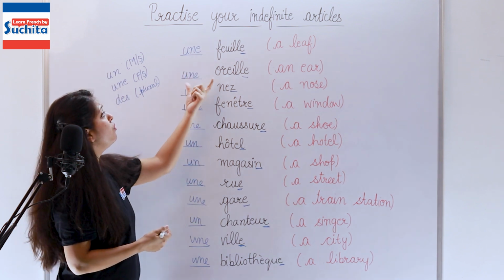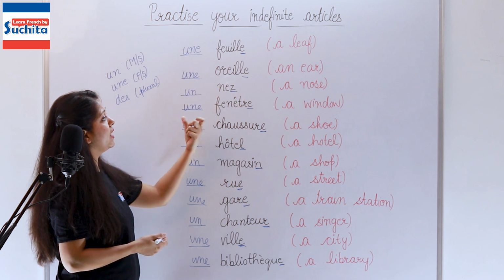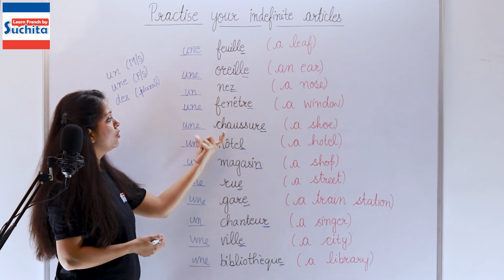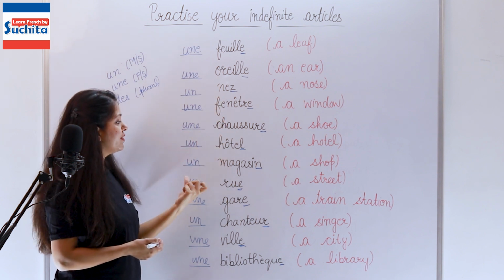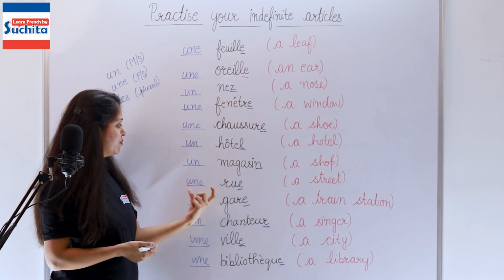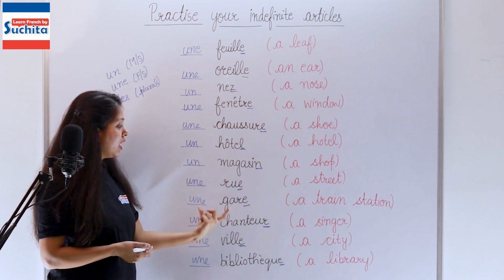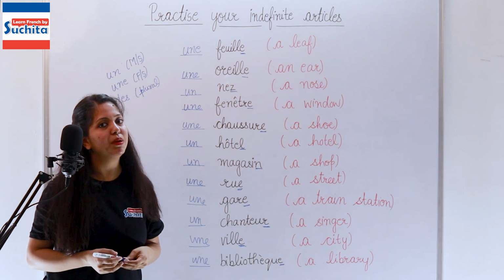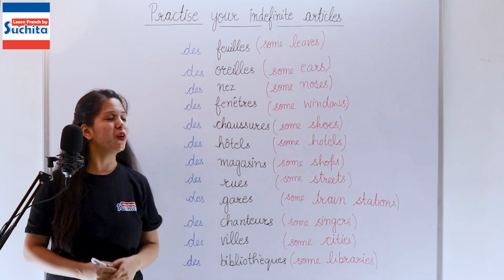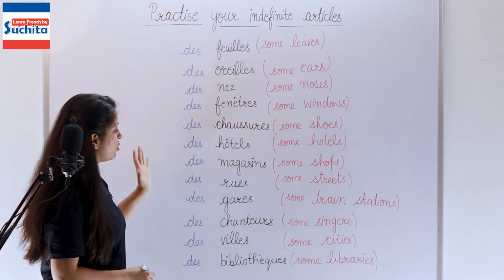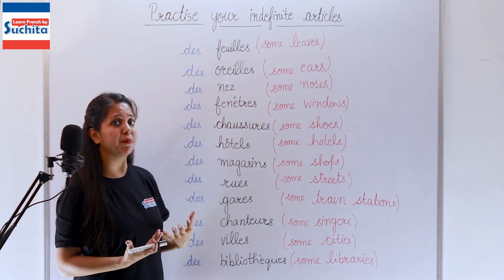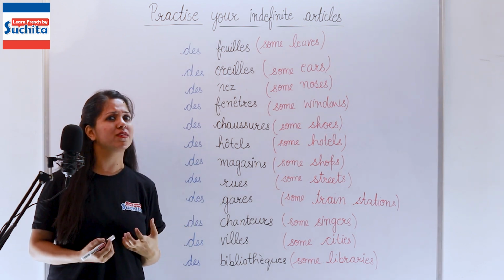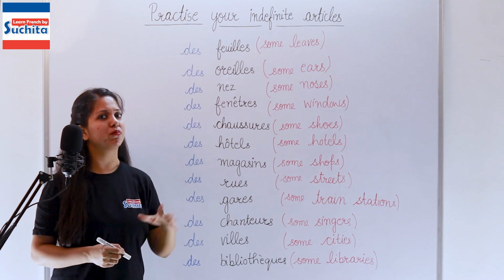Une feuille, une oreille, un nez, une fenêtre, une chaussure, un hôtel, un magasin, une rue, une gare, un chanteur, une ville et finalement une bibliothèque. Okay, so now let's continue with some of the examples. I've written the same examples, but can you notice something which is a little different from the previous one?